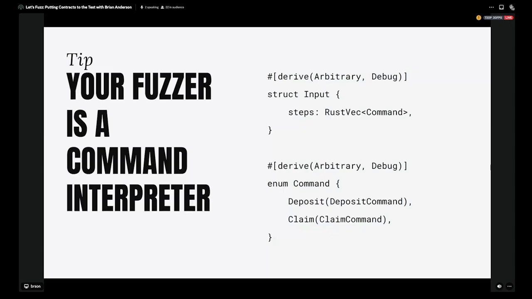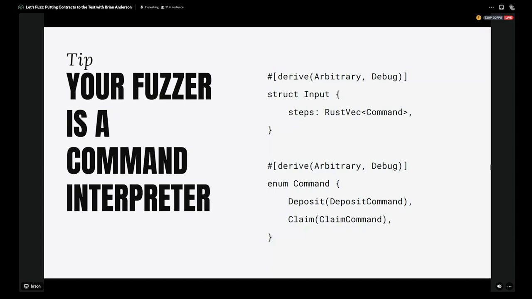All right, the next tip I have is related to structuring of fuzz tests. There's a number of ways to structure a fuzz test. There's a handful of 4 or 5 obvious ways to make a fuzz test. And the one that I recommend as being the easiest to get started with and think about is to build a little command interpreter.